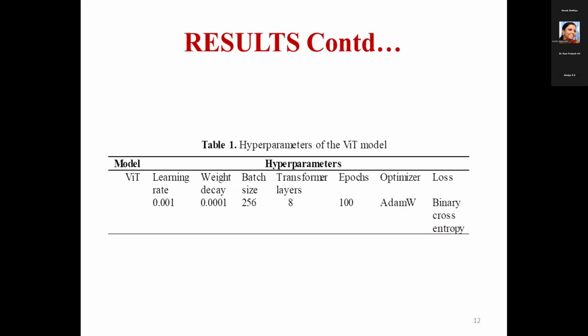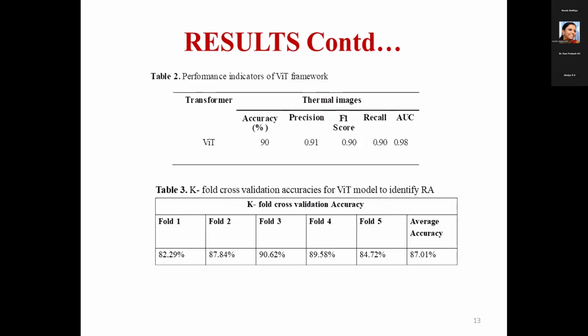Table 1 represents the hyperparameters of the ViT model. In this model, for our own data set, we have chosen a learning rate of 0.001, weight decay of 0.0001, batch size of 256, transformer layers 8, and epochs of 100. Here, as optimizer, we have used AdamW, and the loss we have used is binary cross entropy.